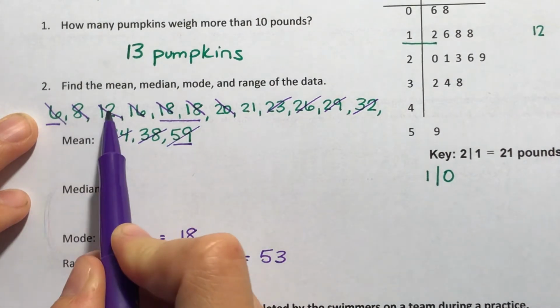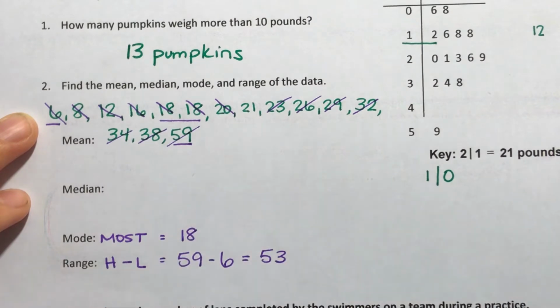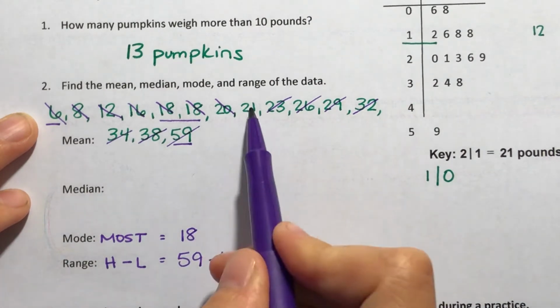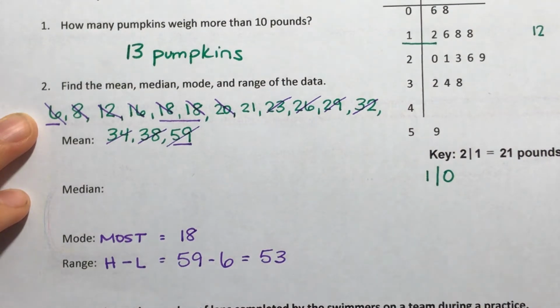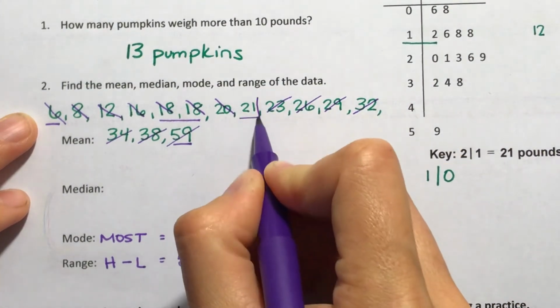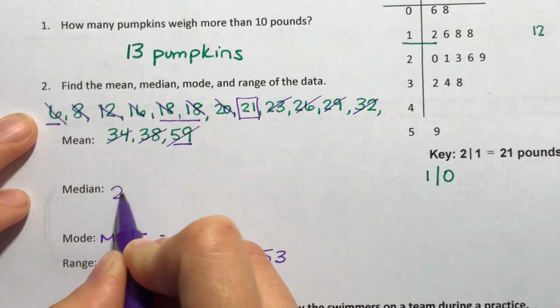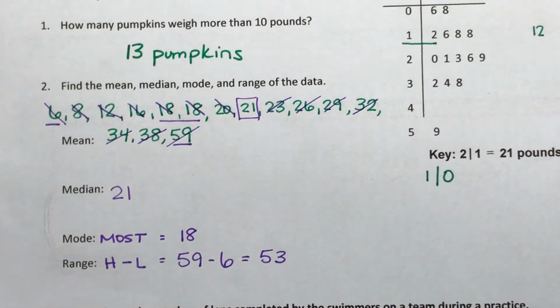So I've got 1, 2, 3, 4, 5, 6, 7 on that side of the number, and then 1, 2, 3, 4, 5, 6, 7. If it matches, you know you've done a good job. So that means my median, my middle number, is 21.